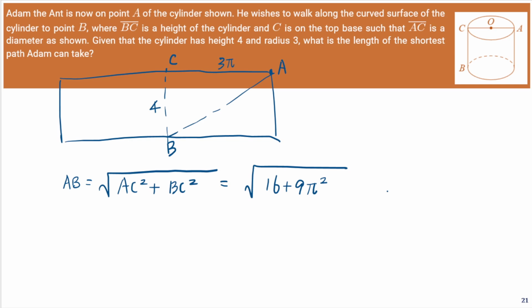Also note that this is not the distance from A to B in space in our original cylinder. This is the length from A to B along the curved surface of the cylinder. Also note that if the ant is willing to walk across a base of the cylinder, there is a shorter path he can take.